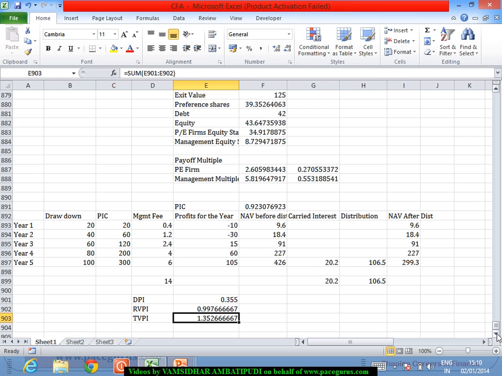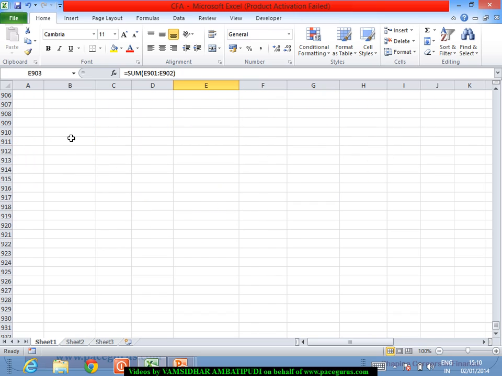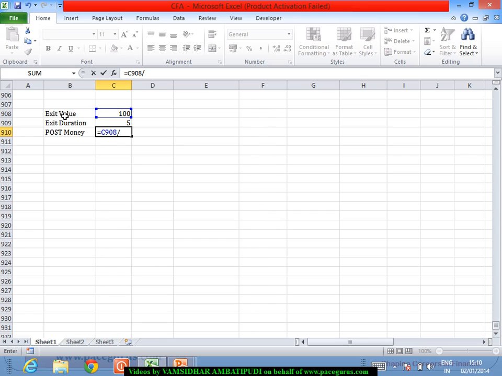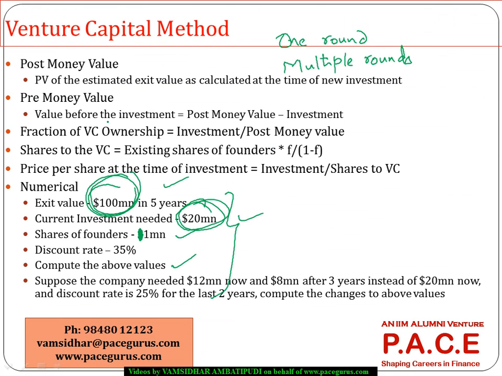Okay, exit value in this case is 100, and the exit duration is 5 years. So the post money value I can take as 100 divided by 1.35 to the power 5, where 35% is the discount rate being taken because of it being a risky project. So the post money value is coming out to 22.3 million.